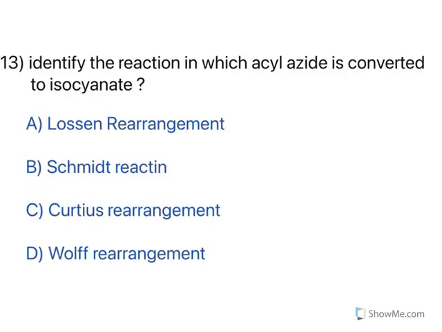Moving to organic chemistry questions. Now, most organic chemistry questions are based on named reactions. Look at this. Identify the reaction in which acyl azide is converted to isocyanate: Lossen, Schmidt, Curtius, and Wolff rearrangement.